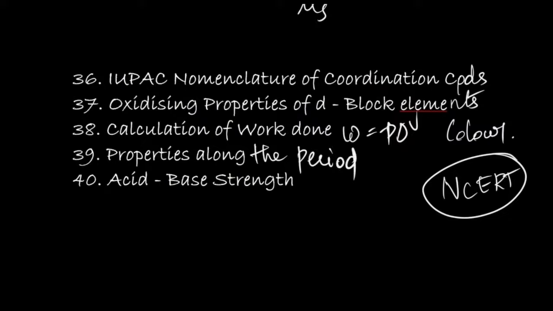The trends in the periodic table: ionization enthalpy, electronegativity, electron affinity, effective nuclear charge, atomic radius, ionic radius, metallic nature, electropositivity, and reactivity. Related problems you can also expect from this part.